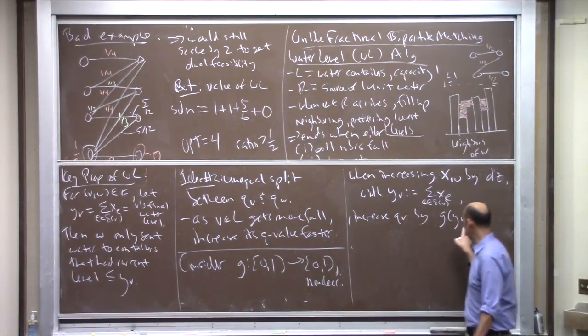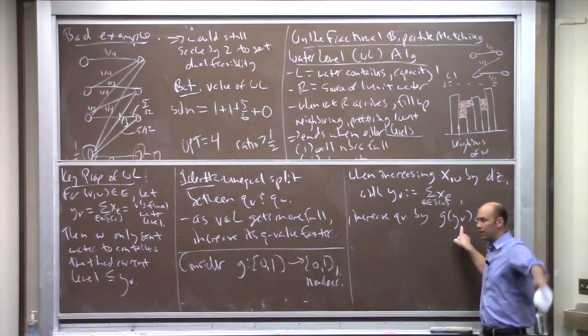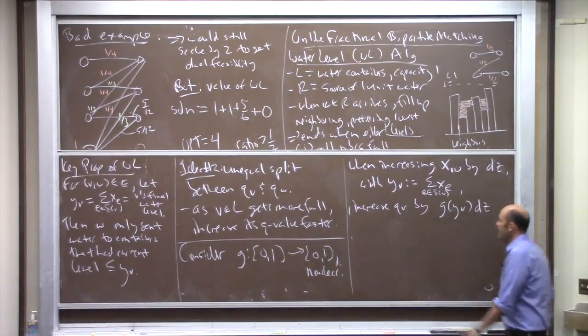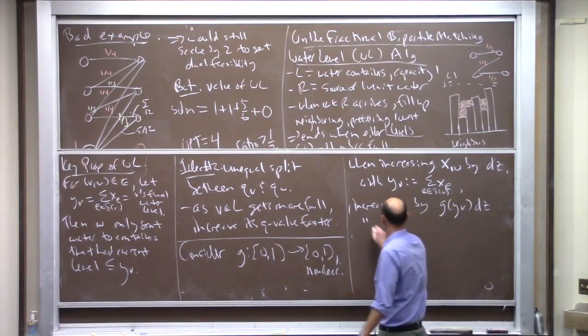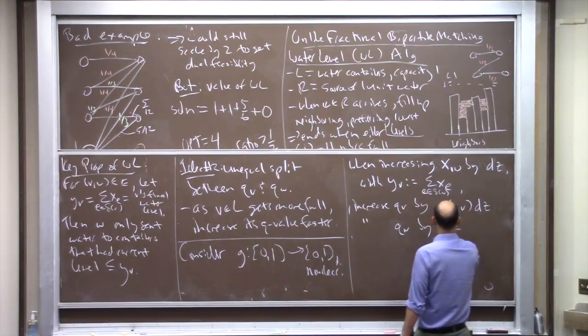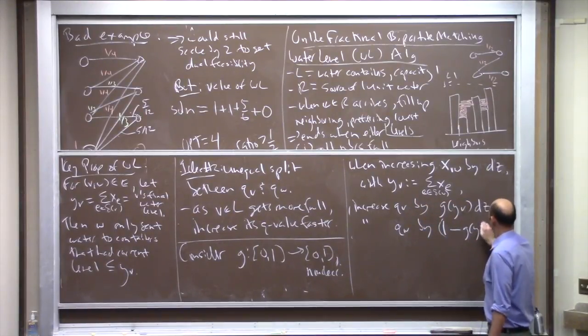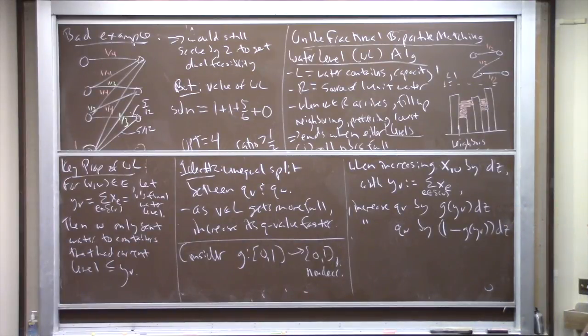G is non-decreasing, reflecting the point that as a vertex on the left gets more and more full, closer and closer to 1, we're going to aggressively give it more and more of the split. That's what G non-decreasing means. And then we want to give the balance to the right-hand side node. So q_w goes up by (1 minus G of y_v) times dz.